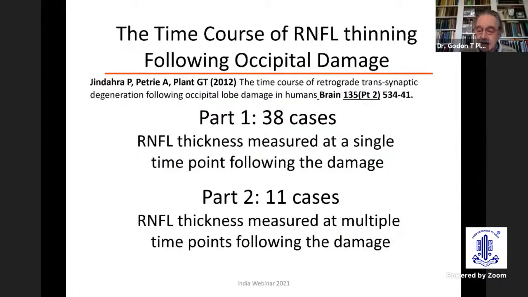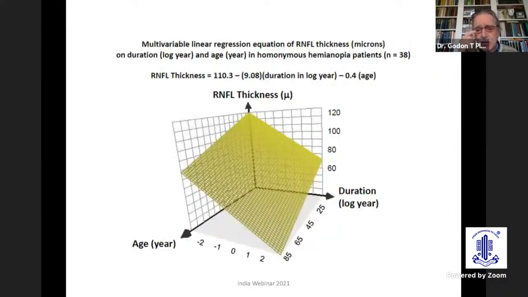And we were also able to show by looking at two groups. This was a group of 38 patients with long-standing hemianopia, and we were able to show how the thinning occurred very, very slowly over a matter of years. Here's the age of the patient, the duration of the occipital lesion in log years, and this is the relationship with this surface. So it's a slow loss that gets slower as time goes by.